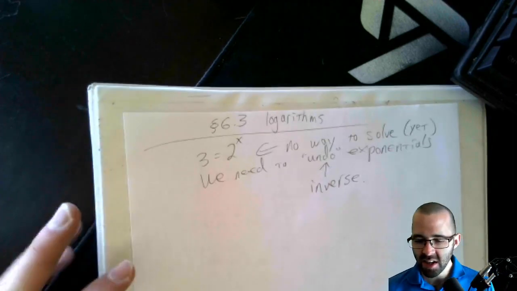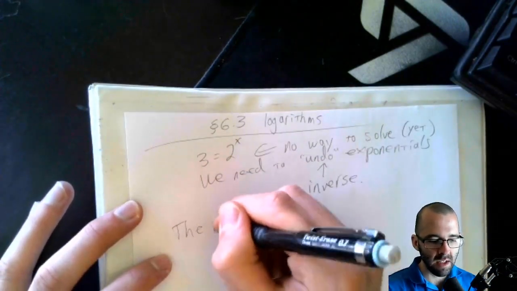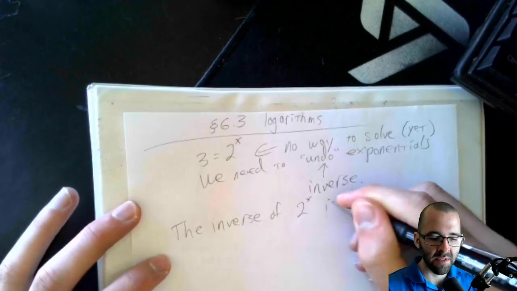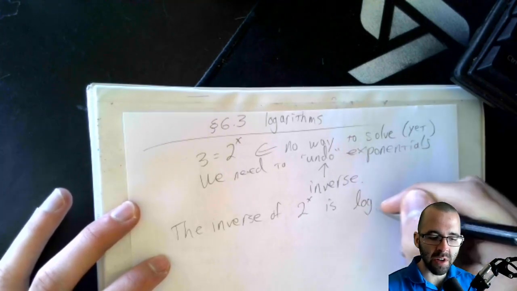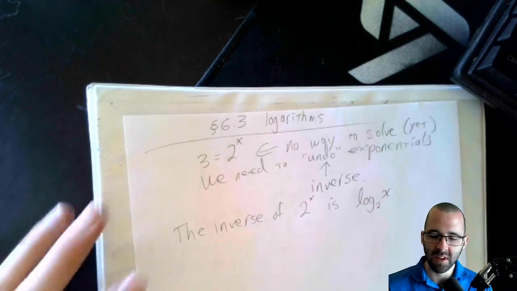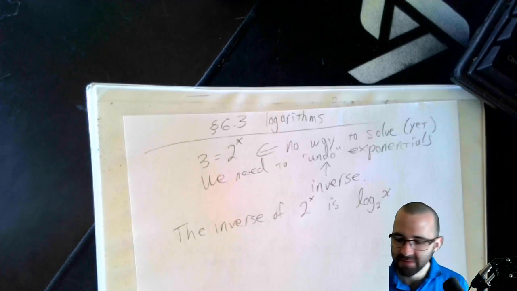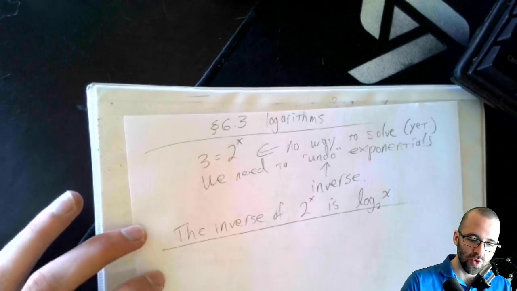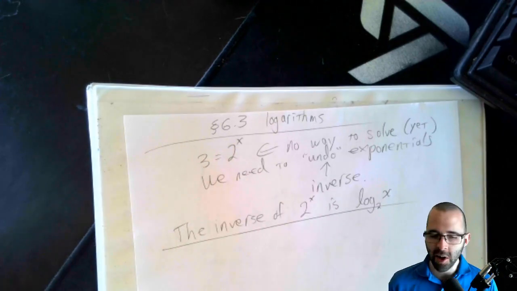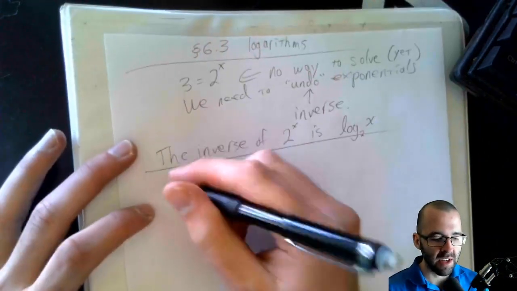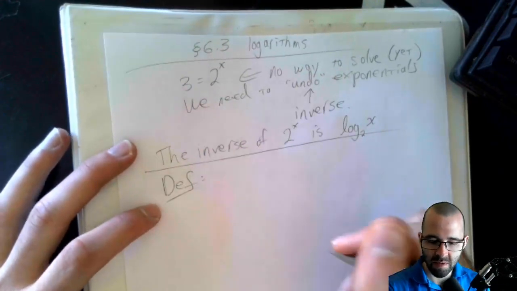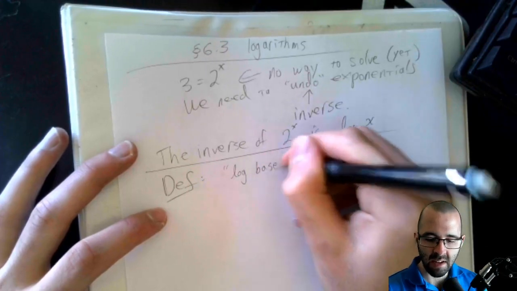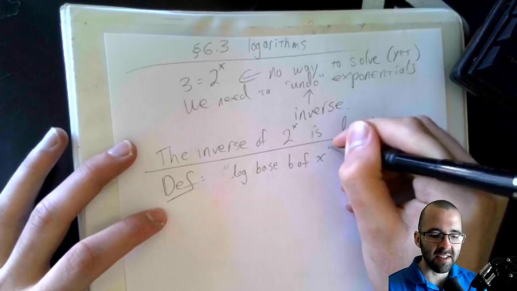So, let's talk about that. The inverse of 2 to the x is called log base 2 of x. Let's introduce logarithms officially. Okay? Definition. For log base b of x. That's how we say this.